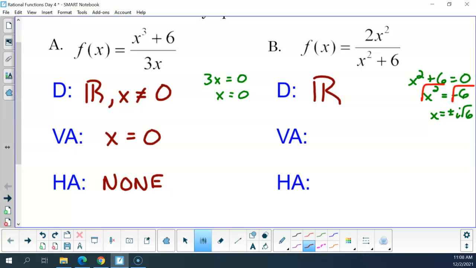Go ahead. If you have plus or minus i, you'll always have just all real numbers, because they're imaginary, they're not real. So if you have i, it's always going to be all real numbers, unless there's something else. Okay? So what's my vertical asymptote? There isn't one.